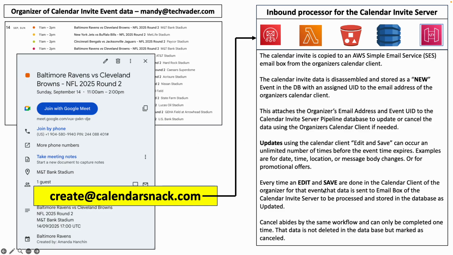Every time an edit and save are done in the calendar client of the organizer for that event, that data is sent to the email box of the calendar invite server again to be processed and stored in the database as updated. So that's essentially an update routine that's done by the organizer in the calendar client itself for that specific event that has the create at calendarsnack.com address in it.